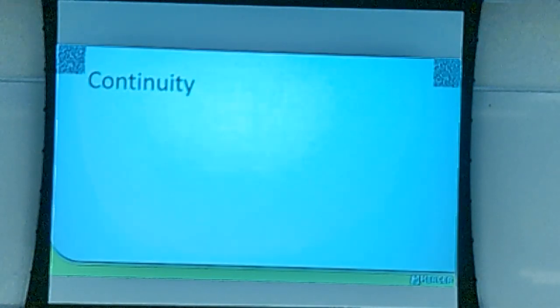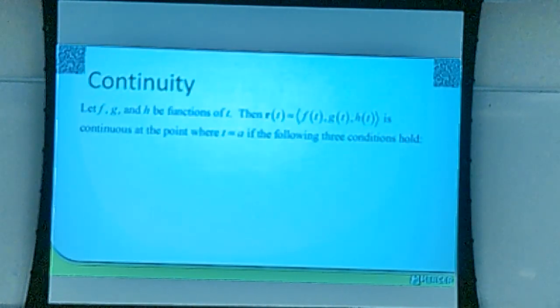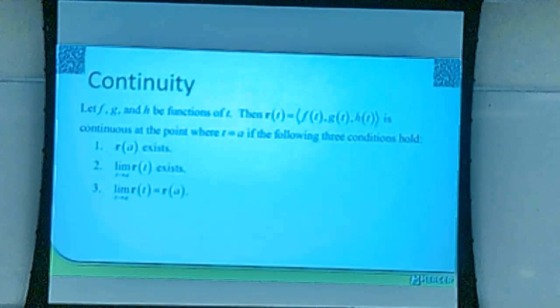Recap of continuity. I'm going to make you retake Calc 1 with me. Continuity at a is defined: the limit as x approaches a of f(x) has to equal f(a). It's the exact same definition, except you're now dealing with a vector instead.